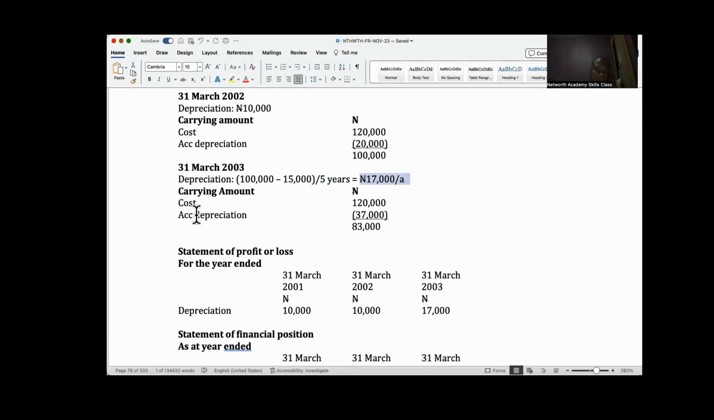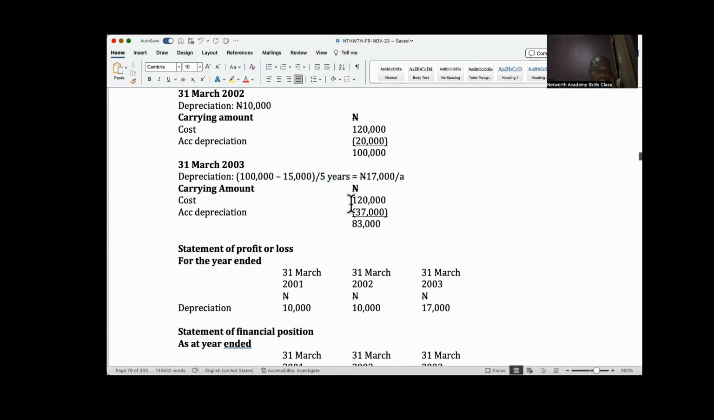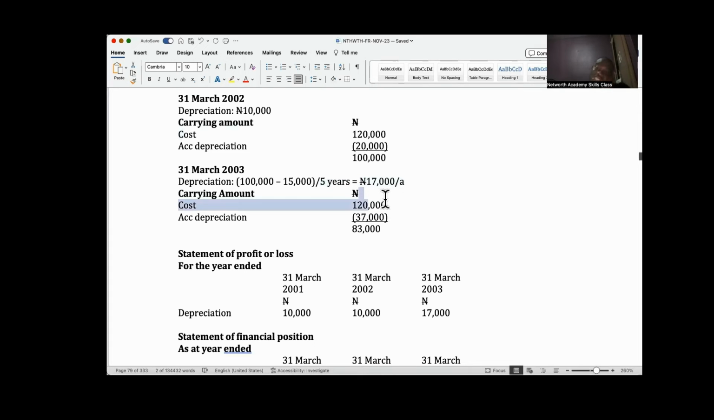So my cost still remains 120,000. All this we just did is just for calculating depreciation. My cost, my asset account, will still remain 120,000. It doesn't change. Now, my accumulated depreciation is now 37,000. Don't forget, it was 20,000 up to last year. This year, we have charged 17,000. It has increased to 37,000. So my carrying amount is 83,000.